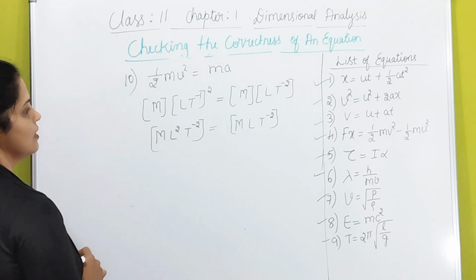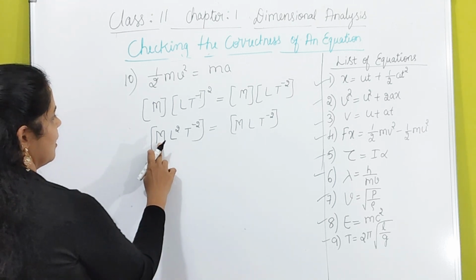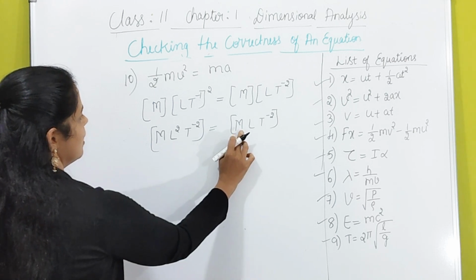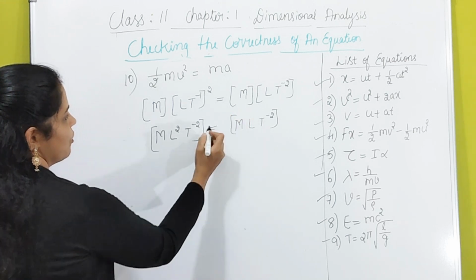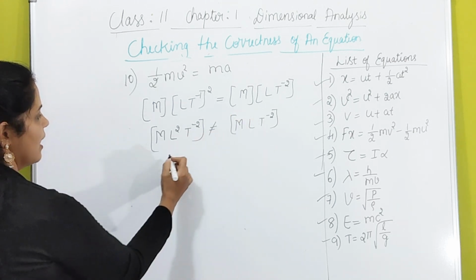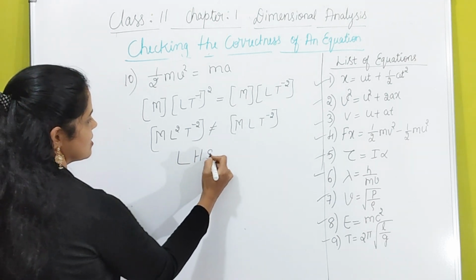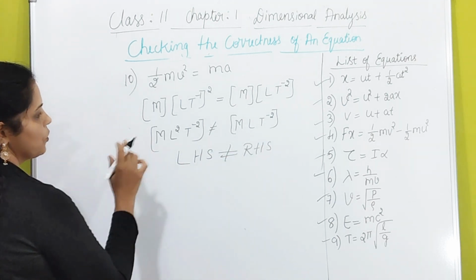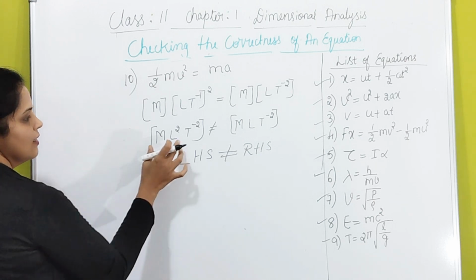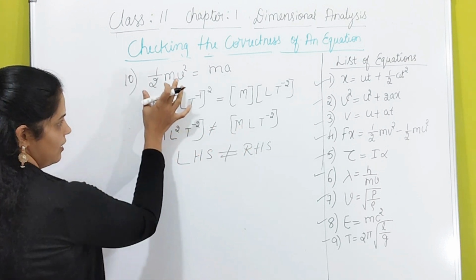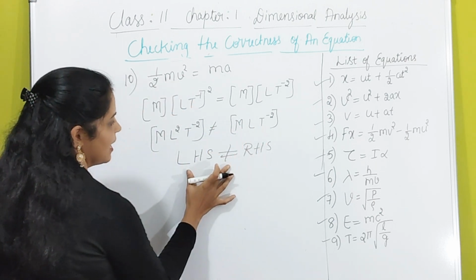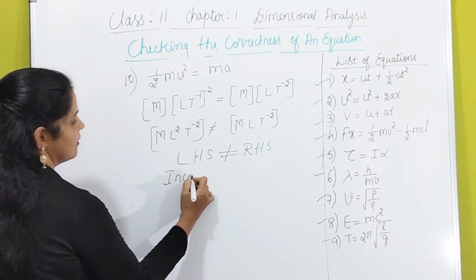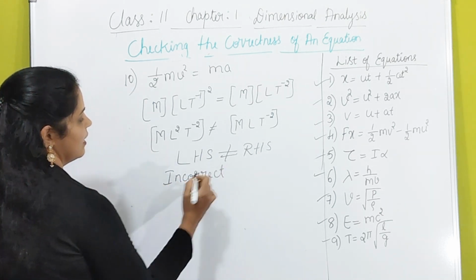Now check whether these two are equal. Here M to the power 1, L to the power 2, T to the power minus 2. Here L to the power 1. Therefore LHS is not equal to RHS, and hence according to the principle of homogeneity, these two terms do not have the same dimension, and hence the given equation is incorrect.